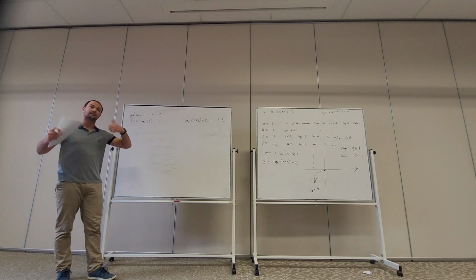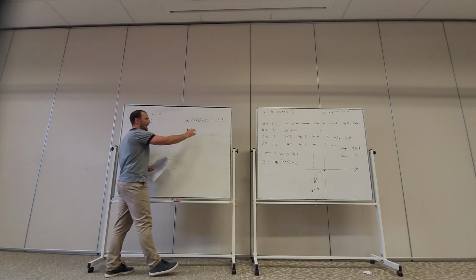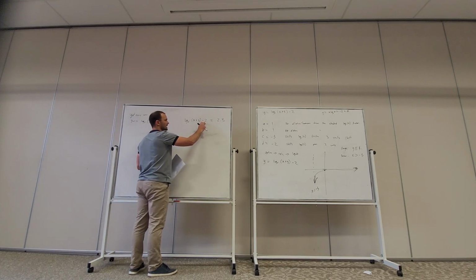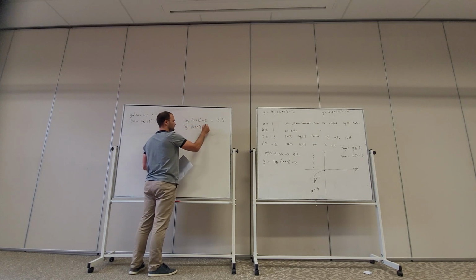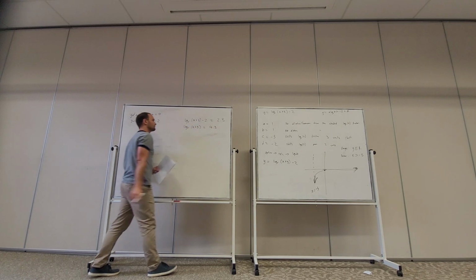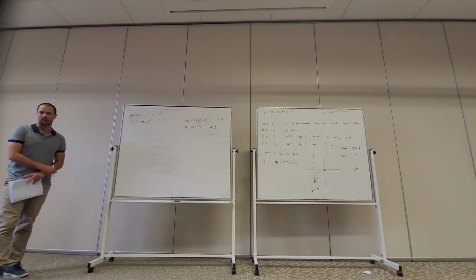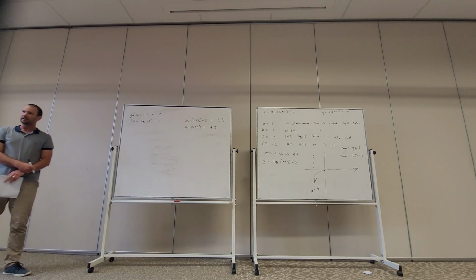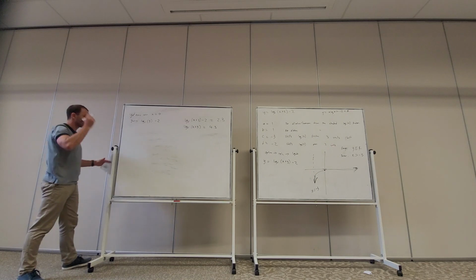So, step 1, let's try to get the variable by itself. We're going to add 2 to both sides. That's how we get rid of that one. Okay. Now we have log base 5 of x plus 3.